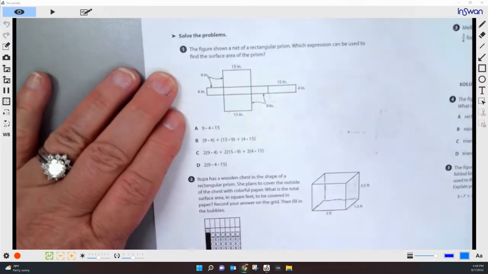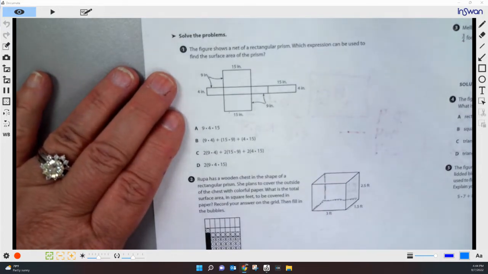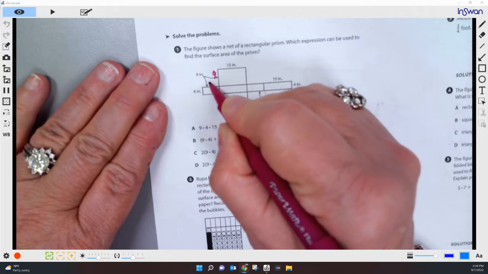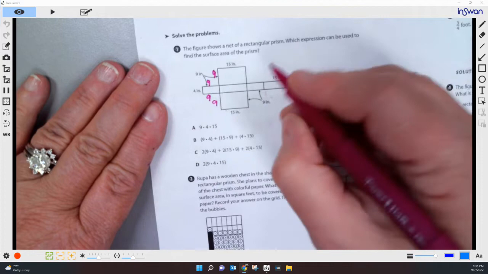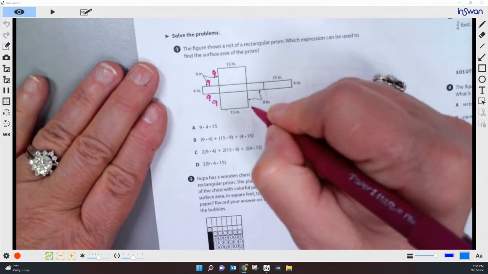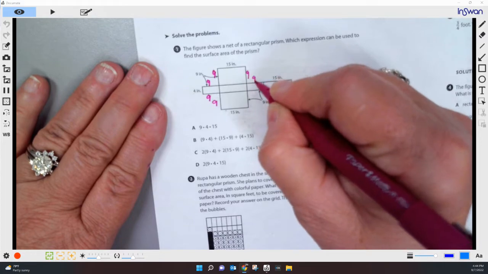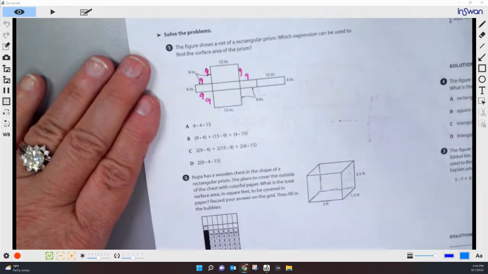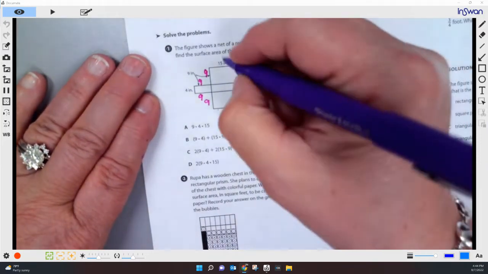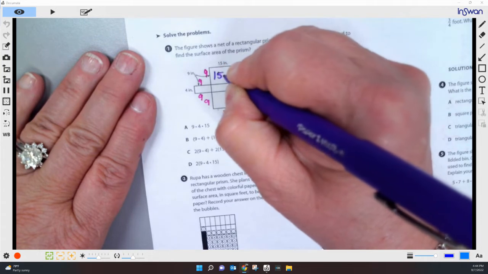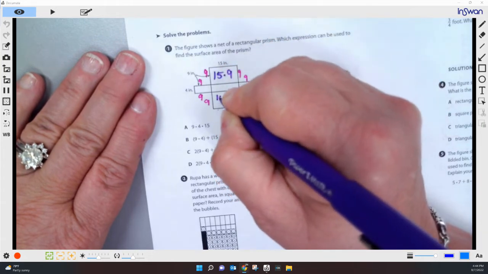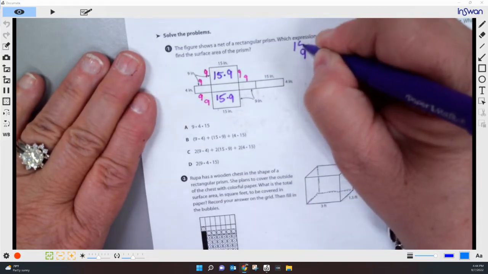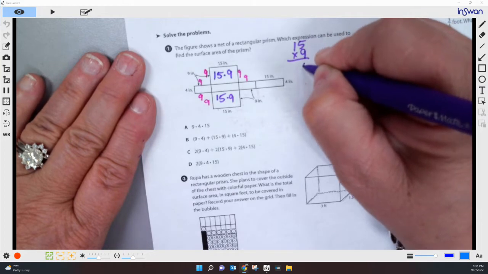In this problem, we have multiple sides that are repeated. On this, if you label all the sides, that's a 9, which means that's 9 and that's 9. If that's a 9 and that's a 9, then that's a 9 and that's a 9. And then we have 15 by 4 here and 4 by 9 here. So looking at what we have, the big rectangle is 15 by 9, which means that one is 2. Does everybody see that? And I know that 9 times 15, 5 times 9 is 45, carry the 4.